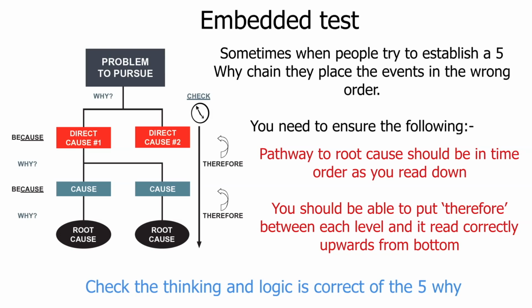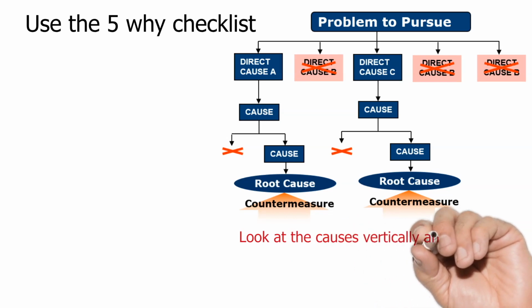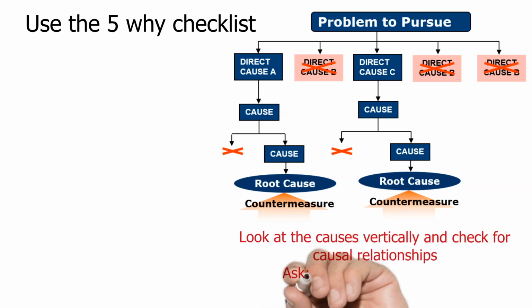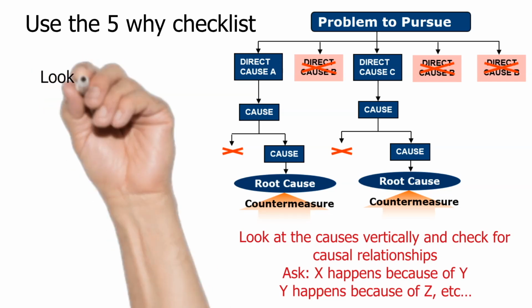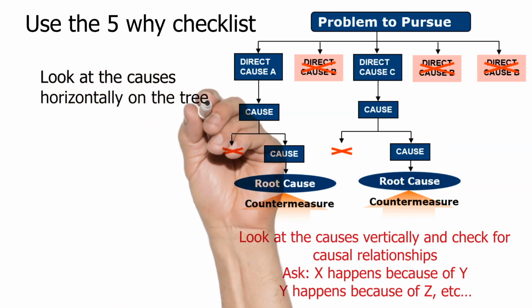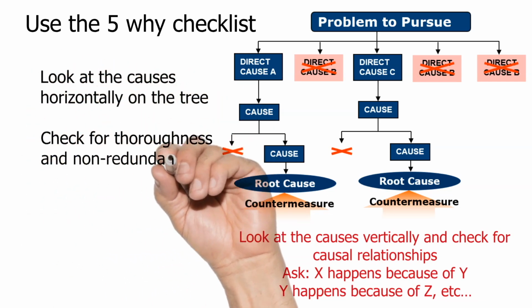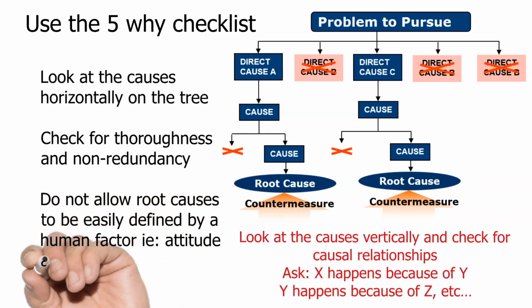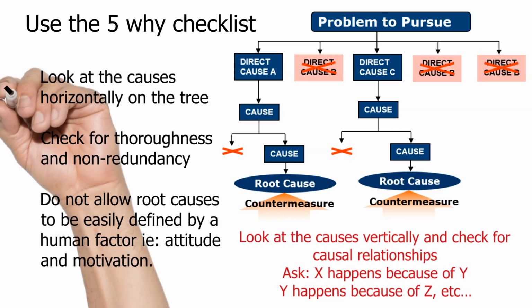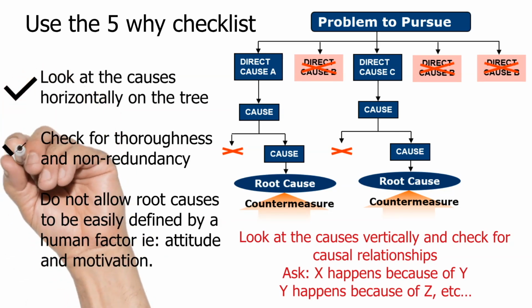Check the thinking and logic is correct of the 5 whys. Use the 5 why checklist. Look at the causes vertically and check for causal relationships. Ask X happens because of Y happens because of Z. Look at the causes horizontally on the tree also. Check for thoroughness and non-redundancy. Do not allow root causes to be easily defined by a human factor, i.e. attitude and motivation.